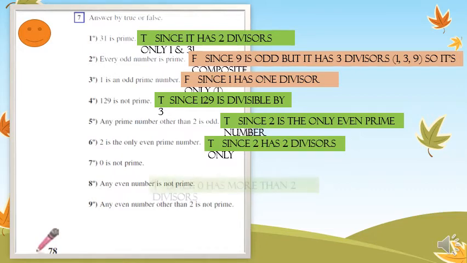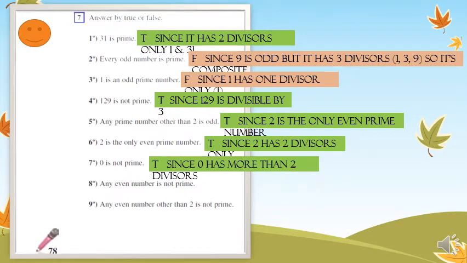0 is not prime. What do you think? True. 0 has more than 2 divisors. It has a lot of divisors. 0 could be divisible by any number, and we said that the numbers that are classified as prime and composite are 2 and above.